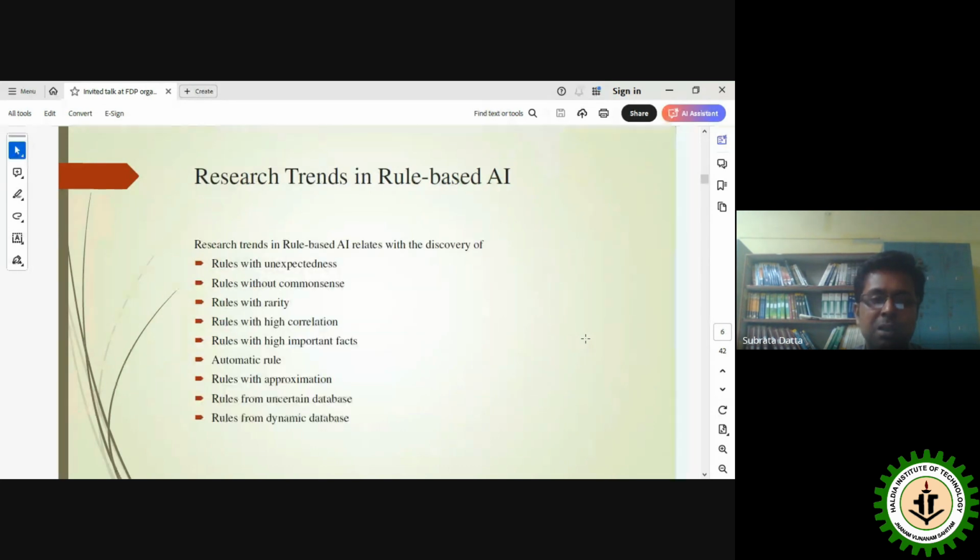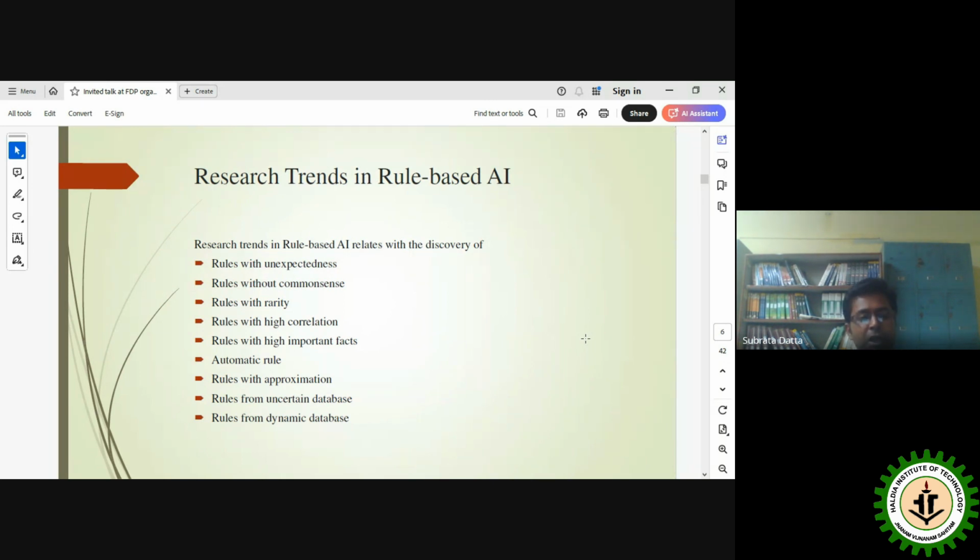Now the most interesting thing is the current research trends in rule-based AI. Till now, I think we have understood that in rule-based AI, we have to develop some kind of rules from the raw data set. What kind of rules you are delivering, we have to judge the quality of the rules. So this is where the current research is going on. That means if we develop a model to generate some kind of rules, what is the quality of those rules? Taking this particular question, the current research trends on rule-based AI include rules with unexpectedness.